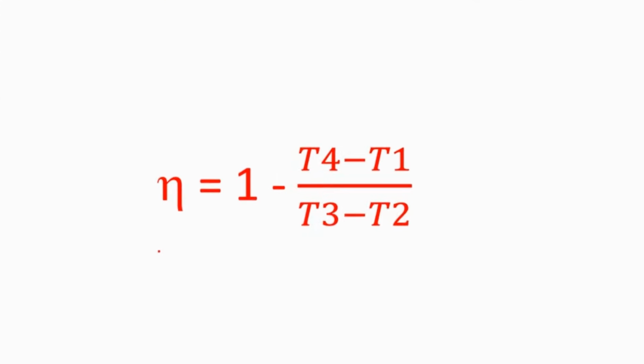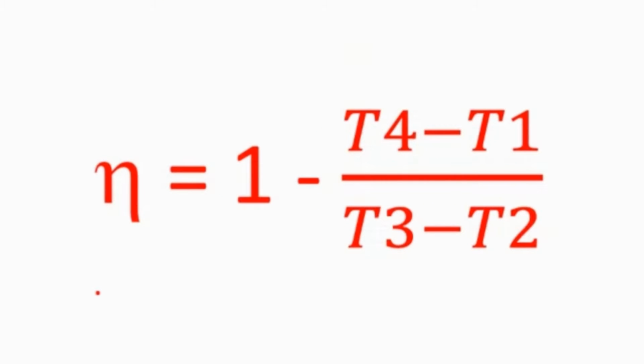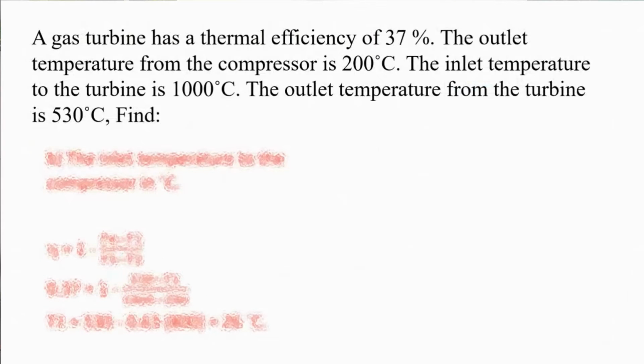This is the efficiency of the gas turbine. Here T1, T2, T3, T4 are in what? Degrees Celsius or Kelvin? I will repeat that again. Here, the question which was given in the exam for the gas turbine mentioned that the outlet temperature from the compressor is 200 degrees, inlet temperature to the turbine is 1000. The question was, how do we know which is which?